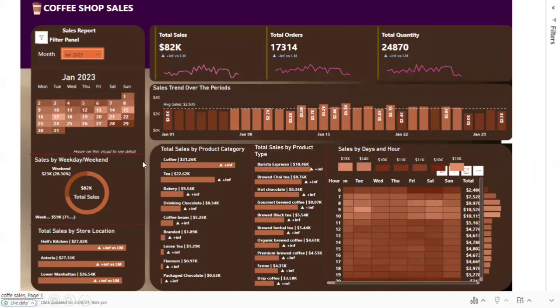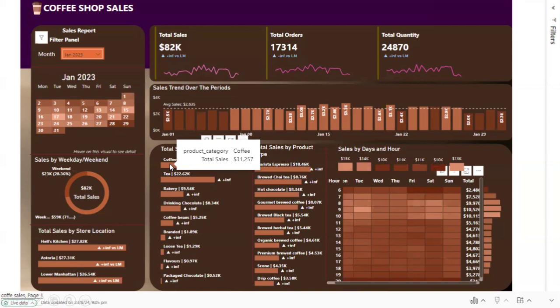So if we see here, the best product sales in the month of January by product category was coffee, and second was tea, third was bakery, then drinking chocolate and coffee beans. If you want to see which specific product performed well in coffee, when I hover my mouse, you can see that coffee alone brought a total of $31,257 of business.